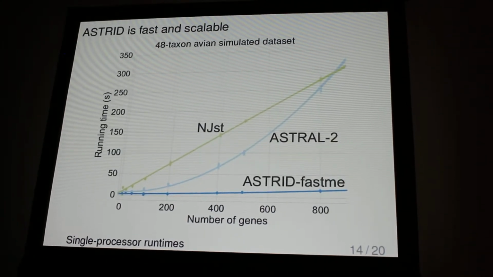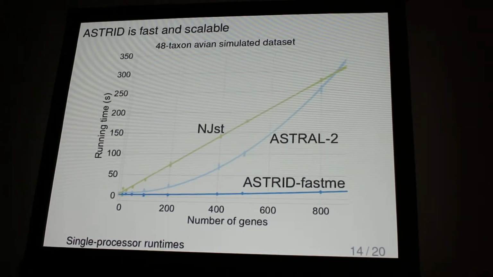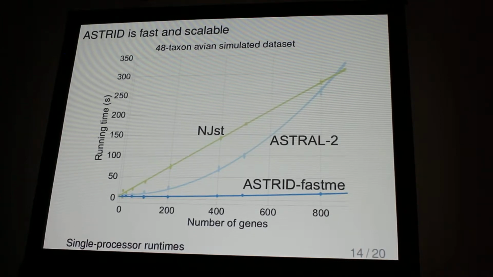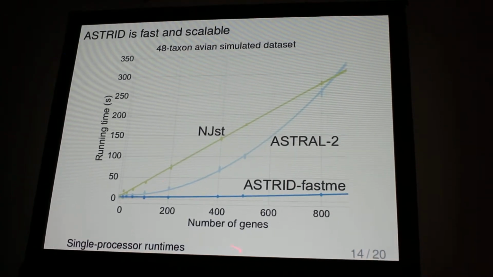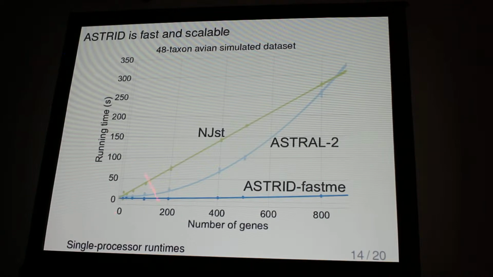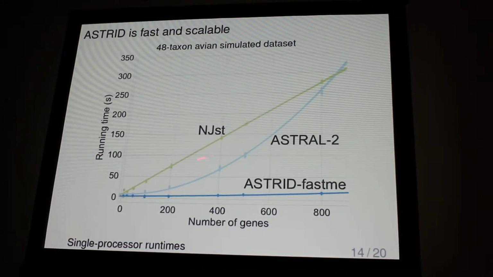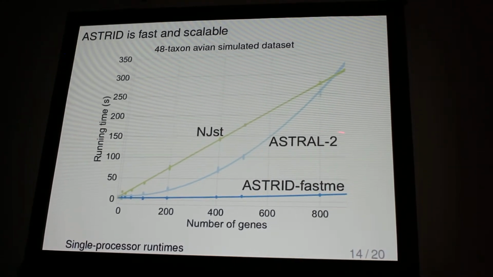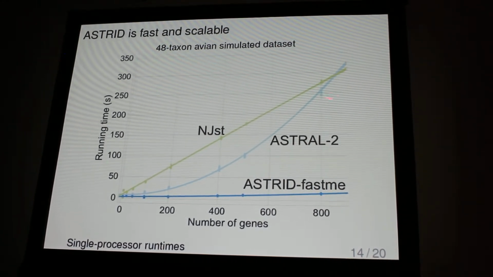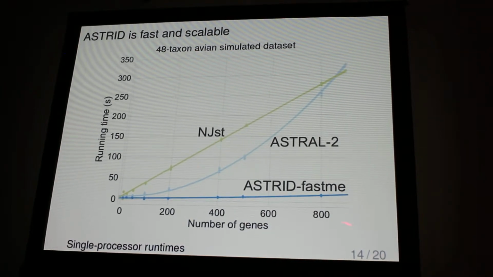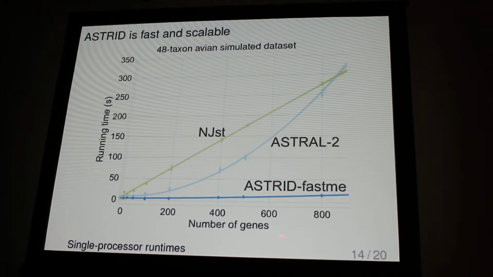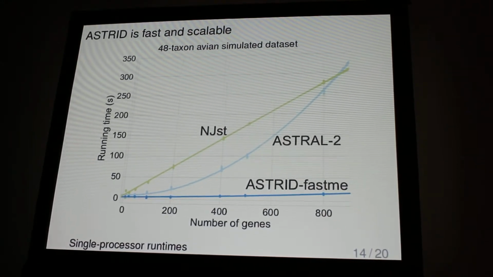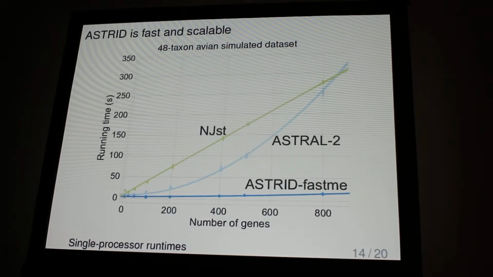But the real benefit of ASTRID is it's accurate, but it's also extremely, extremely fast. So these are some running times on that 48 taxon avian data set, and we're increasing the number of genes from about 20 to 800. And you can see the NJst, which is the predecessor to ASTRID, and ASTRAL, both on this 800 gene data set, take about 5 minutes to run, a little less maybe. But ASTRID, and this is an older version of ASTRID, and I'll present some results with a newer version in a second, takes only a few seconds to run. So it's much, much faster, and it's capable of scaling to much larger data sets.